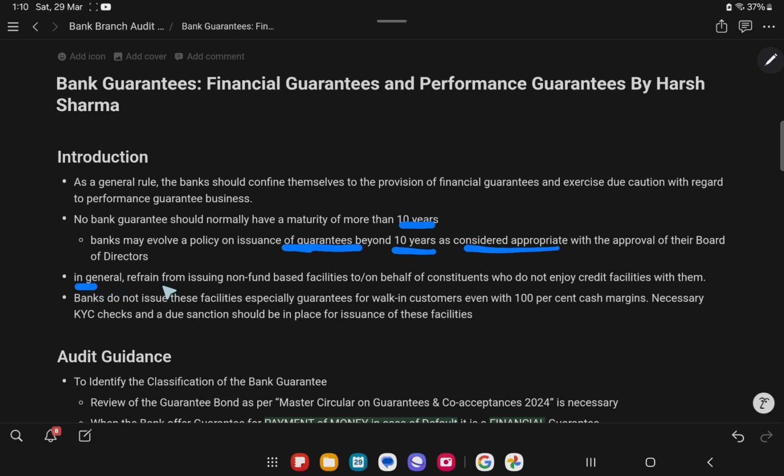In general, banks should refrain from issuing non-fund-based facilities on behalf of constituents who do not enjoy credit facilities with them. Basically, what it's trying to say is that if the bank is issuing any non-fund based facility, it should only issue it to its known customers. And this is done because of the KYC checks.